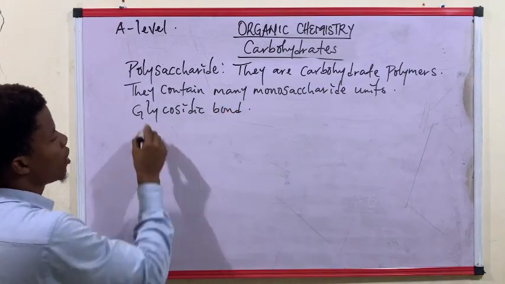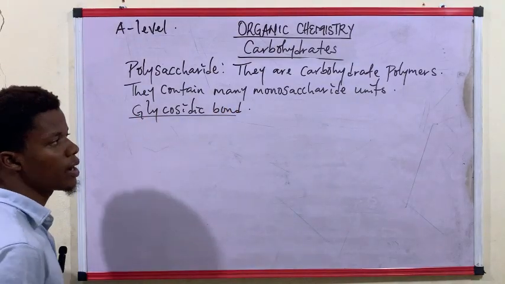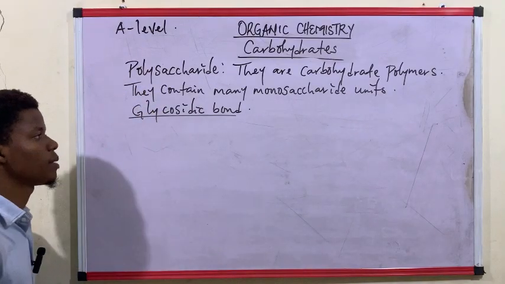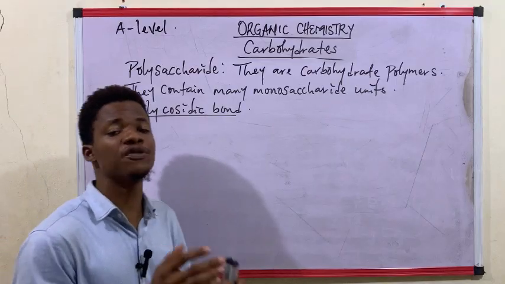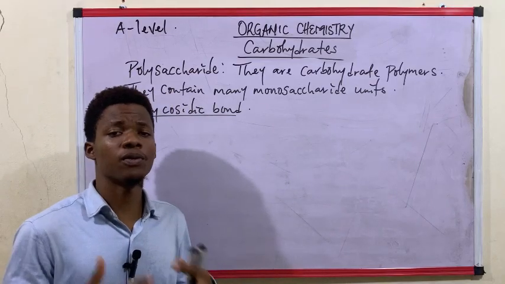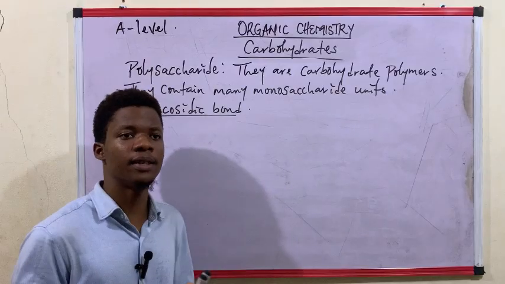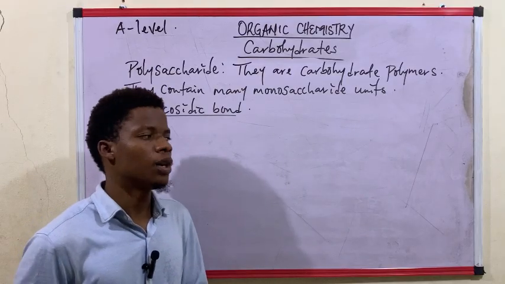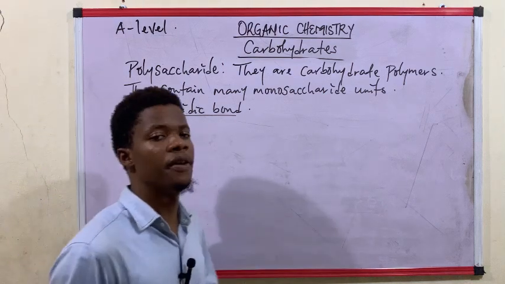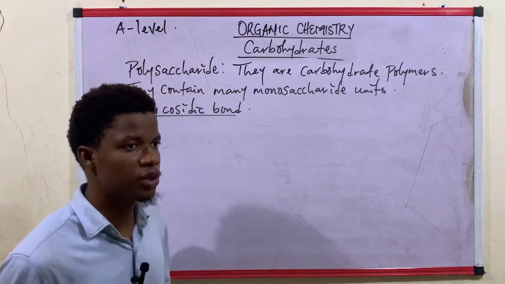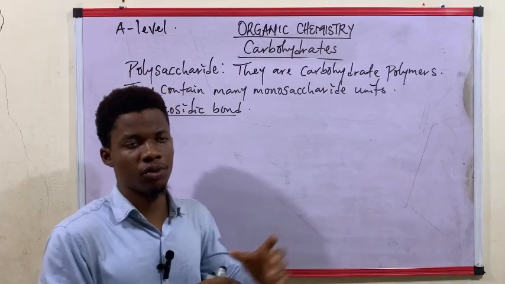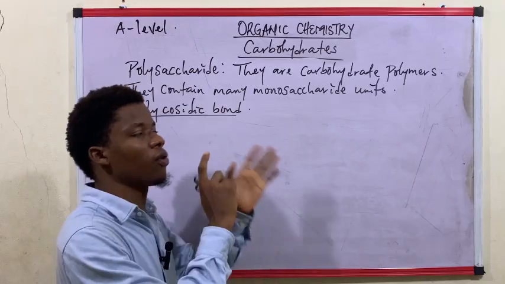Are you getting it? All the monosaccharide units in a polysaccharide are connected to one another by means of glycosidic bonds. Now we have some complex polysaccharides like chitin and some other examples. But we are just going to restrict our study to the foundations, because here we are focusing on the organic aspect of it.